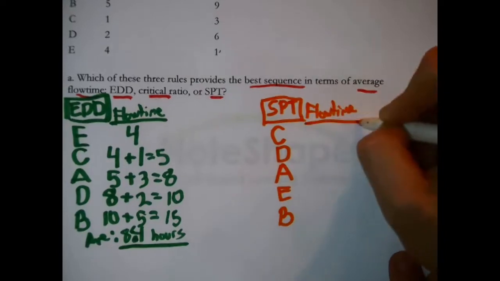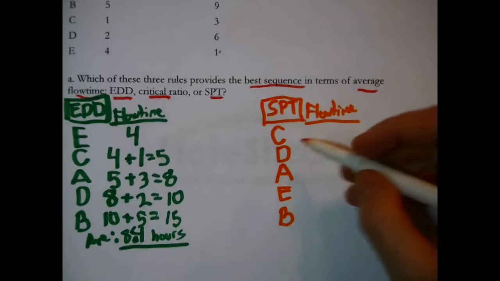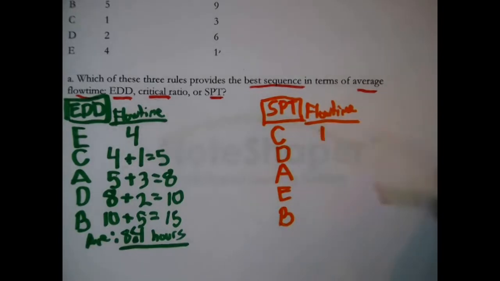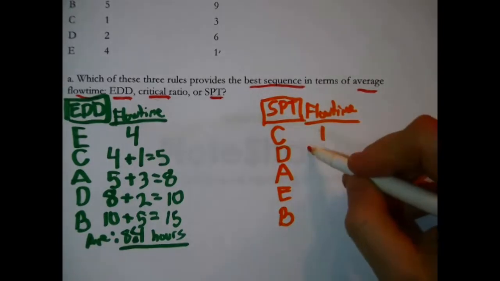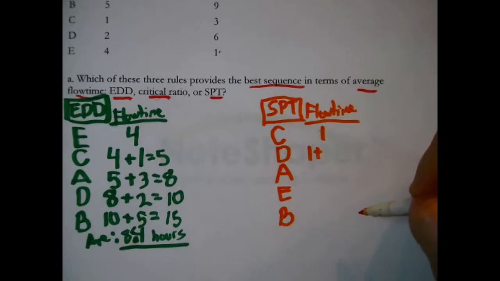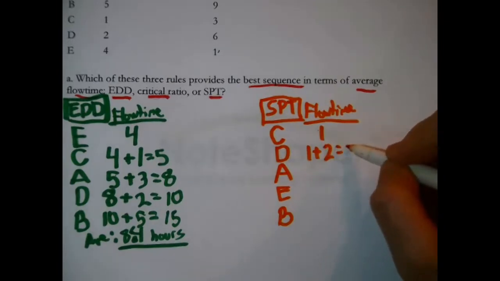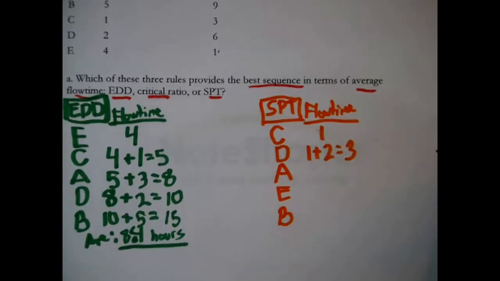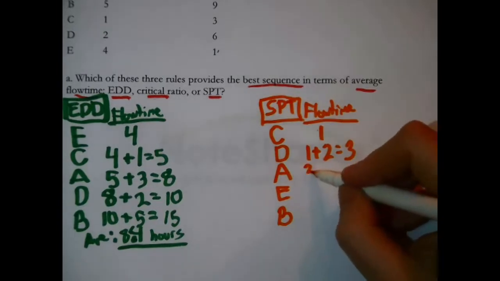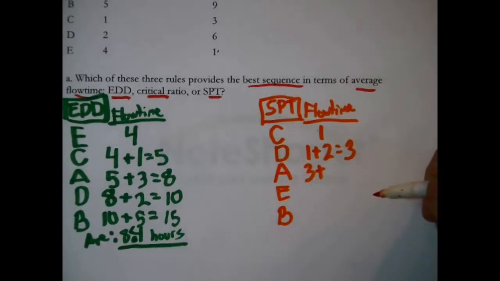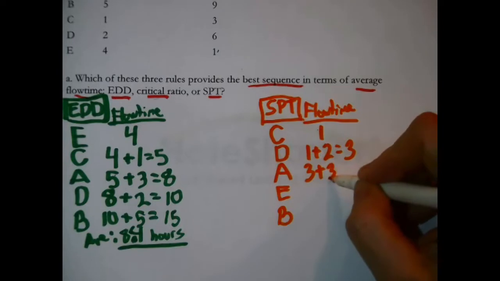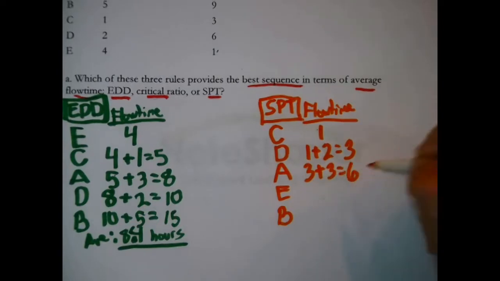Well, I'll make another column: flow time. Let's see, C is 1 hour worth of work, so it'll be done in 1 hour. D has to wait for that hour, and D is 2 hours worth of work, so its flow time is 3. It will be done in 3 hours. A has to wait for those 3 hours, then we work on it. It's 3 hours worth of work, so it will be finished in 6 hours.